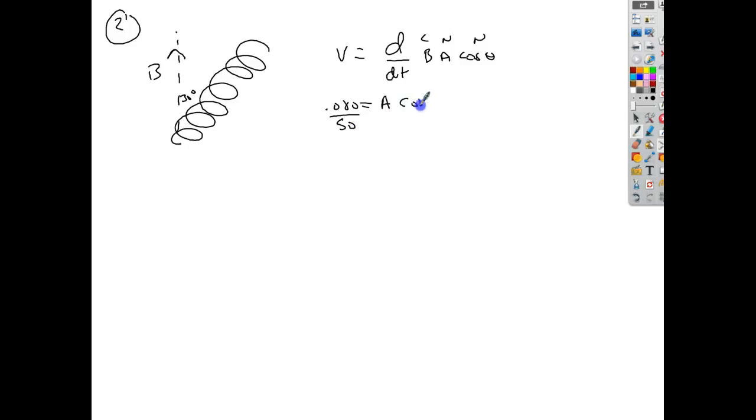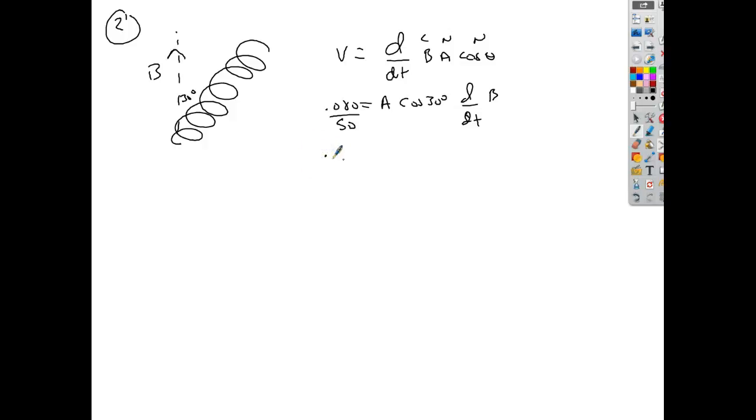Cosine theta, it's going to be cosine of 30 degrees this way because I'm 30 degrees away from where I want to be. Normal would be perfect. So 30 degrees off of that, it's going to be cosine of 30 degrees. And then over here I got the B dt, right? Throw that in my calculator over here.